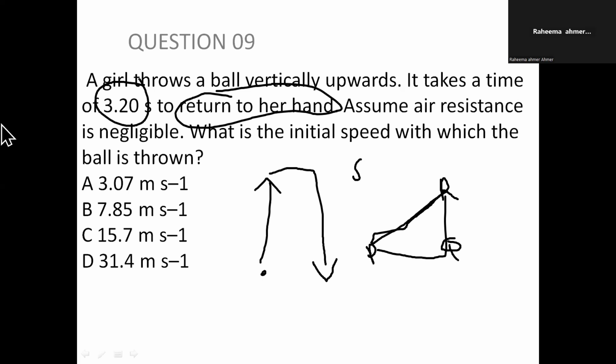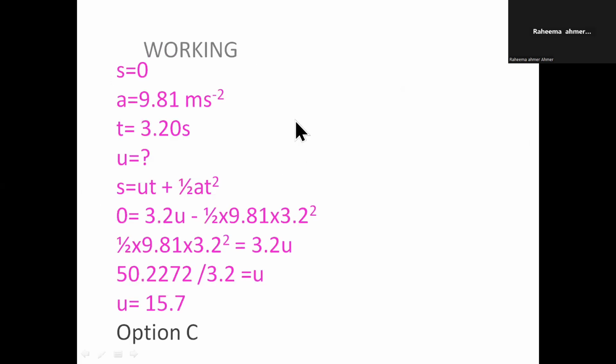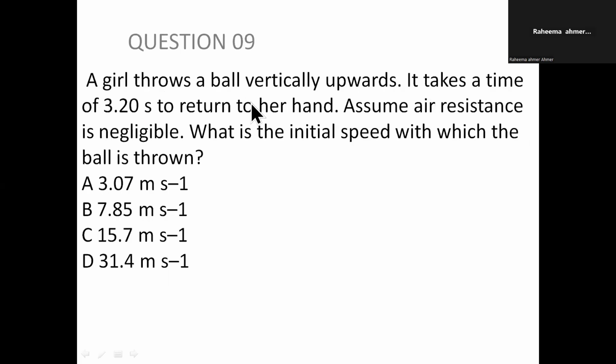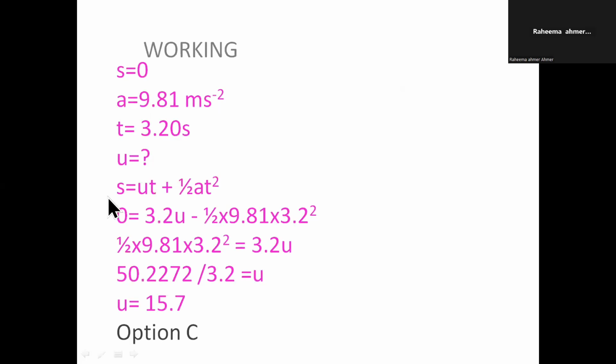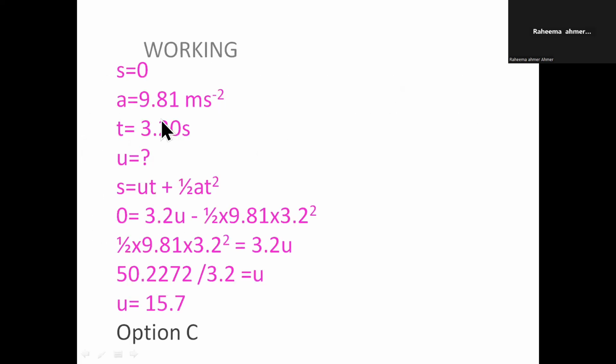So as I told you, displacement is equal to 0. I also proved that to you. And acceleration is equal to 9.81 because I told you that air resistance is negligible. Time would be 3.2 seconds. And then we have to find the initial speed. Initial speed is represented by u. So u is unknown. Now you have to think of the equation that relates all these four quantities. So this is the equation that relates all these four quantities.